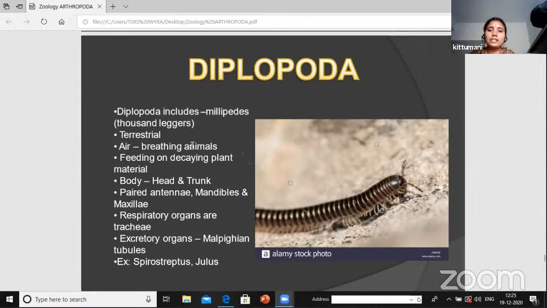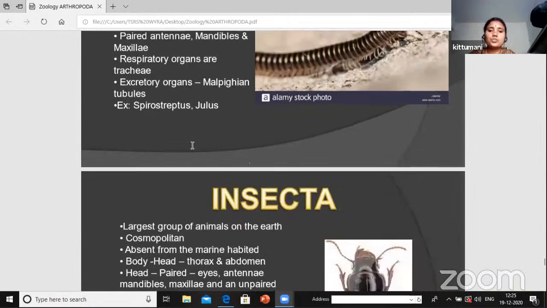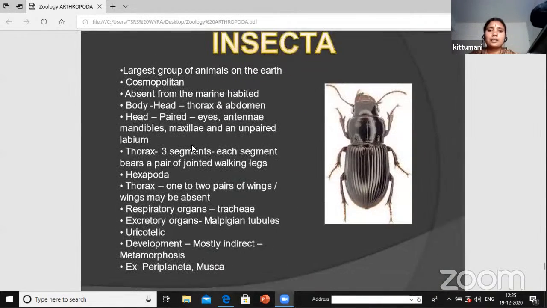Okay, next we will enter into the class Insecta, which is a large class in the phylum Arthropoda. Here, the largest group of animals on the earth are related to this class Insecta.